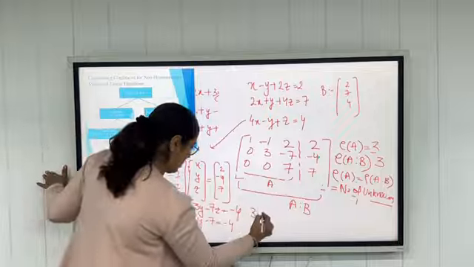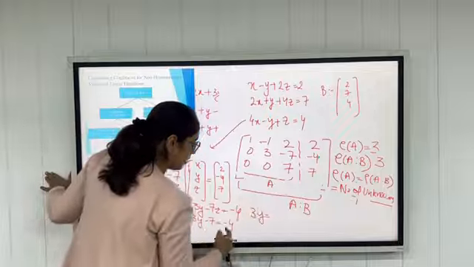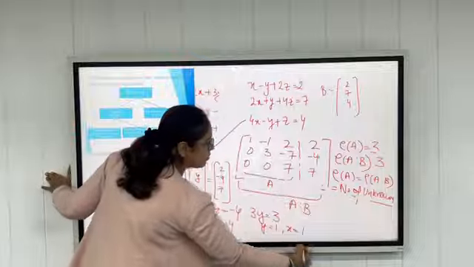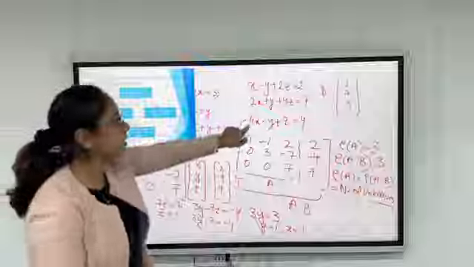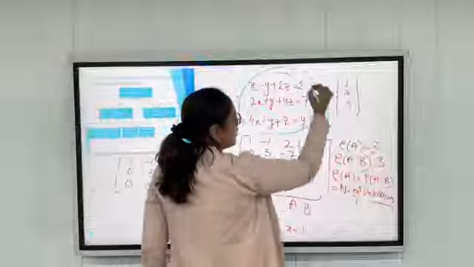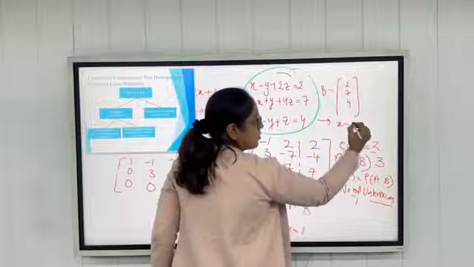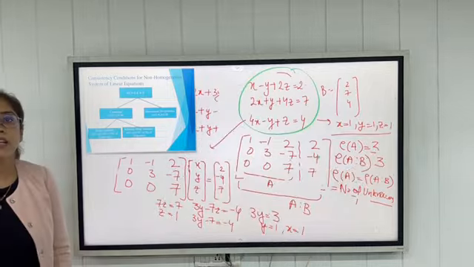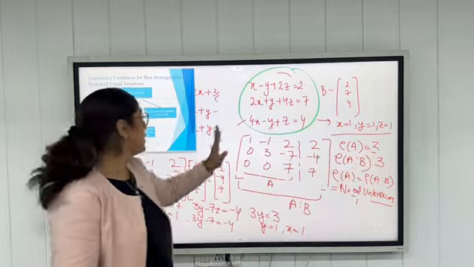You will get 3y equals minus 4 plus 7, which is 3. Again y is equal to 1 and x is equal to 1. So this system of linear equations will have the unique solution x equals 1, y equals 1 and z equals 1. I hope this is clear to everyone.